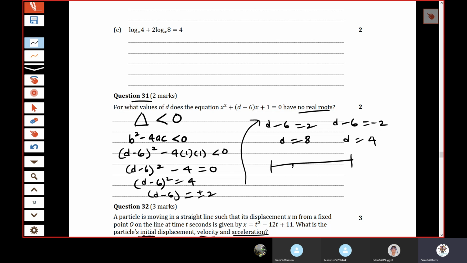Then we test it on a number line. There is 4. There is 8. They are less than, not equal to, so open circle. Open circle. Test any number you like. I'm going to test d equals 0.